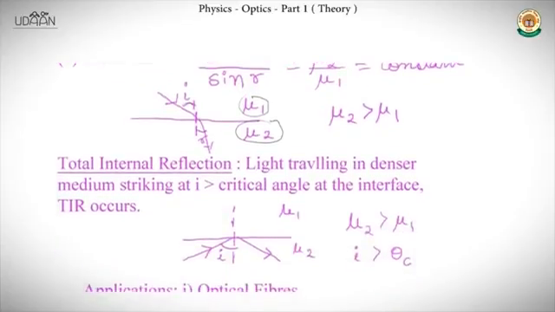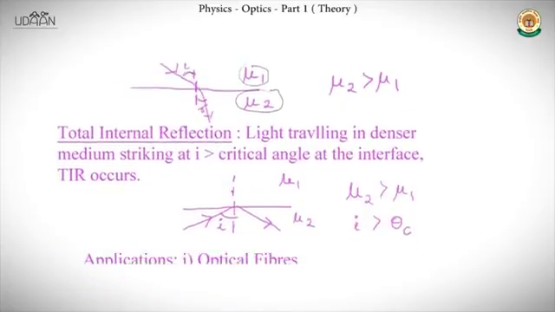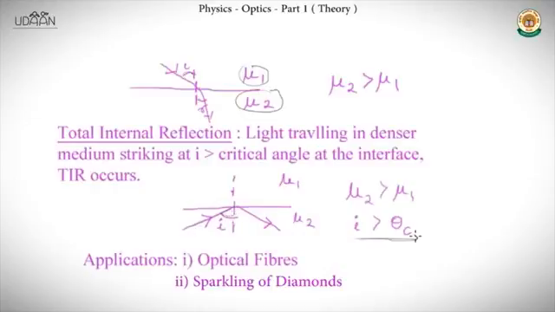Now we will be dealing with one of the most important phenomena of light, which is called total internal reflection. When light travels from a denser medium and strikes the interface at an angle of incidence greater than the critical angle, total internal reflection occurs. So basically, when this light in a denser medium travels like this and the angle of incidence is greater than the critical angle, total internal reflection occurs, and hence no part of the light gets refracted. In this, mu2 is greater than mu1. Remember, this is one of the important things in total internal reflection.